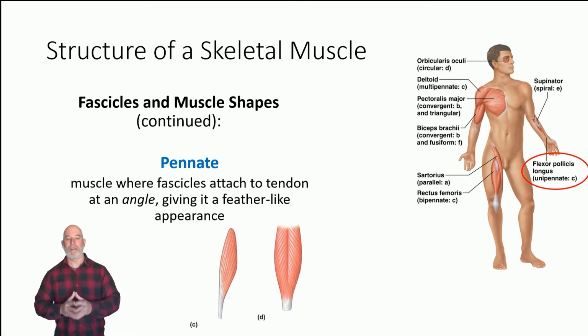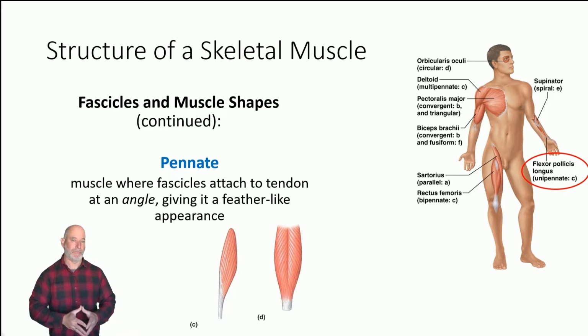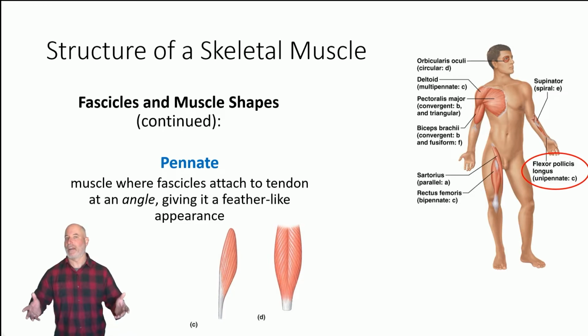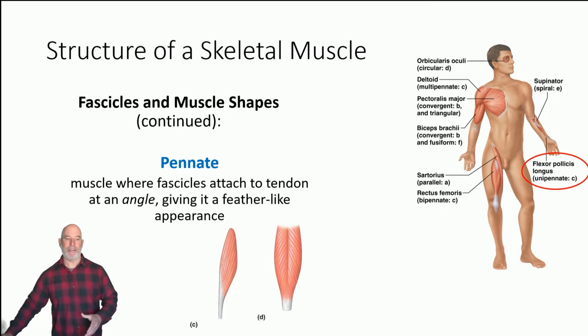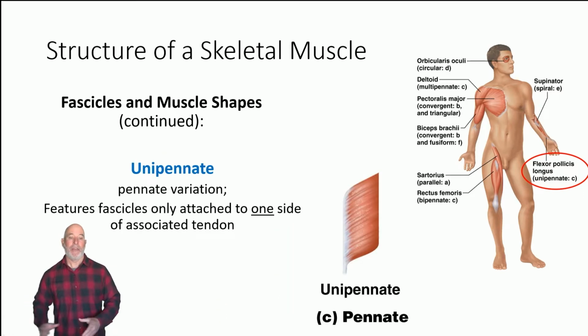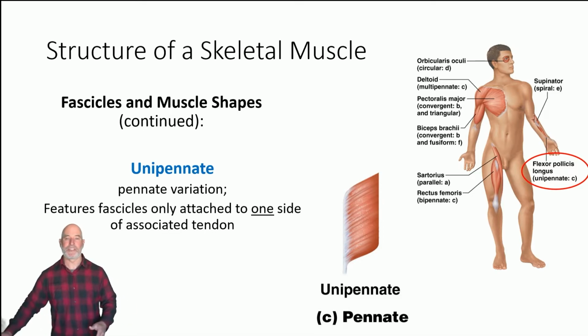You also have muscles that are pinnate. This is where the muscle fascicles basically attach to a tendon at an angle, giving it a feather-like appearance. You have muscles in your forearm that are pinnate in shape. And of course, you can have something that's unipinnate, like the flexor pollicis. That would be unipinnate, and that's where you've got all the tendons on one side.